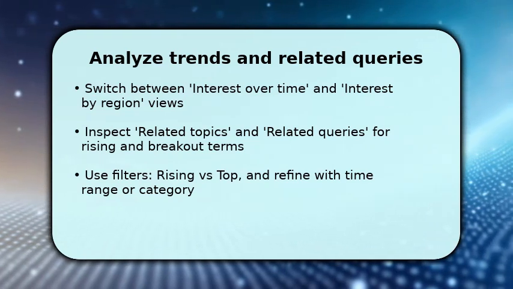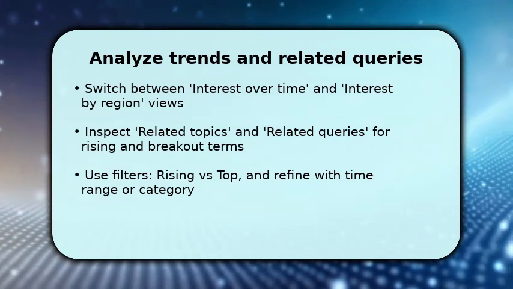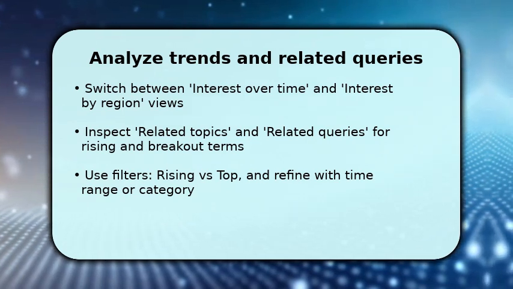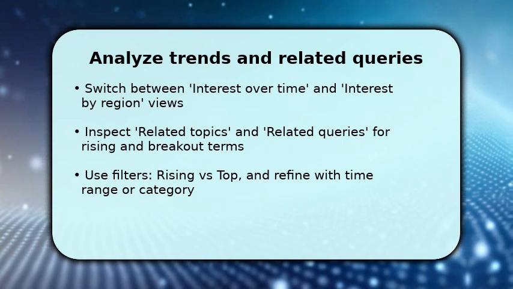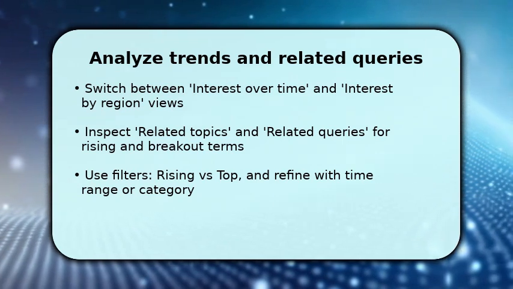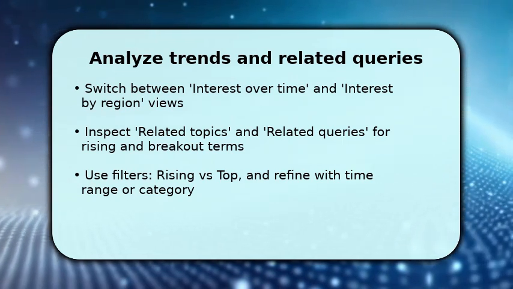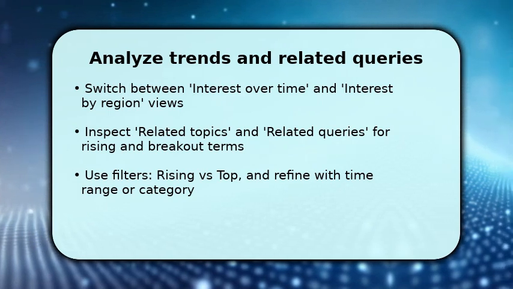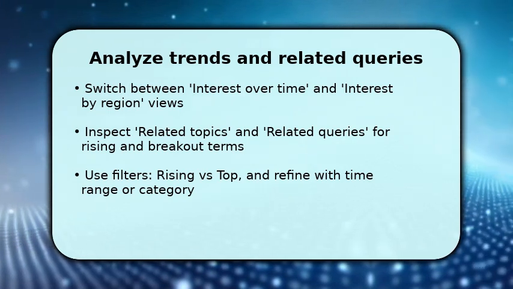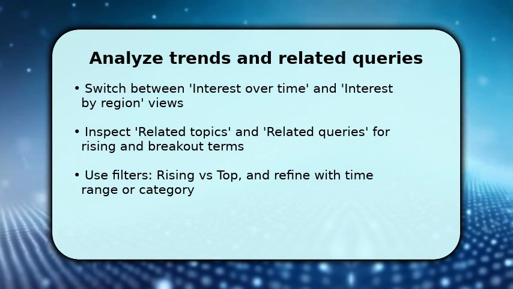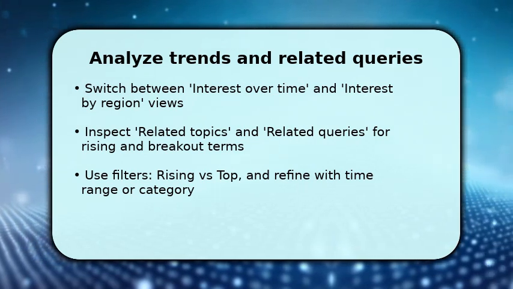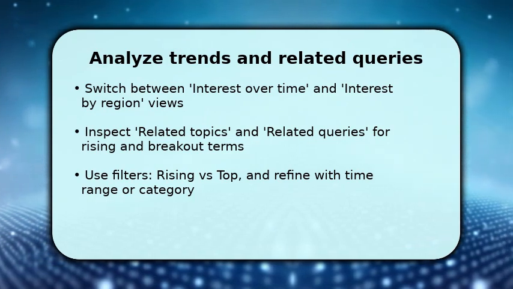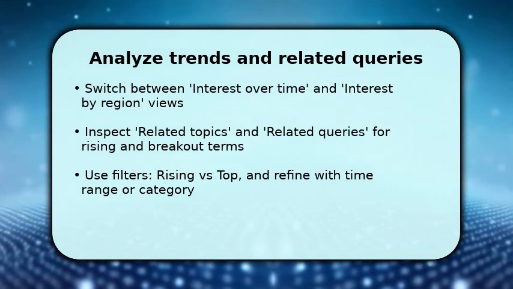Next, dig into the data. View interest over time to spot seasonality and interest by region to target geographies. Then open related topics and related queries. Prioritize rising and breakout tags because they signal momentum. Make sure to toggle rising versus top lists and adjust time range to reveal short-term spikes or long-term growth. Export these lists or manually capture high-potential keywords and note intent and competitiveness so you can validate with volume tools or content.